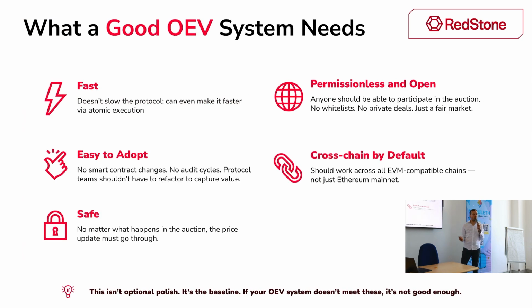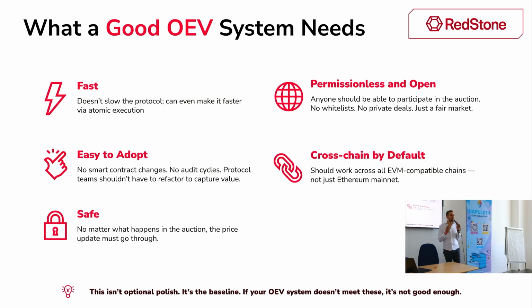When we created this at RedStone, we sat down as we usually do, as we do for every problem. We do it for RWA when we talk about our RWA feeds and the talk that I did just minutes before. But we did it for this as well, as we do it for everything. And we decided on 5 things that are important. They are these good traits that every OEV system should have.